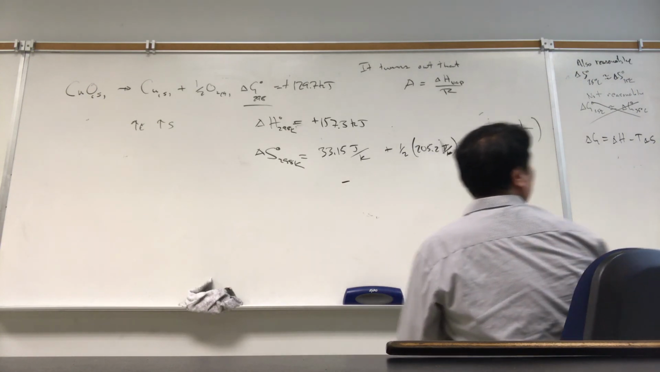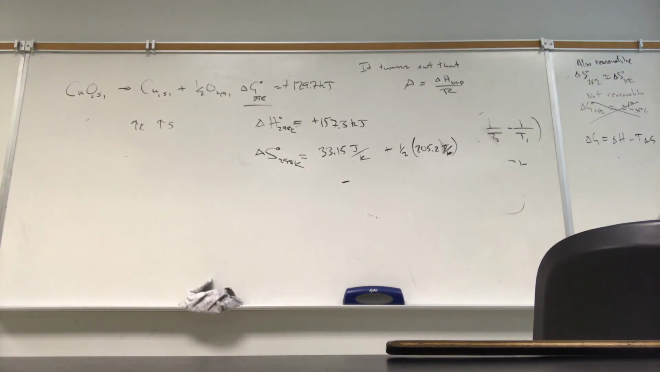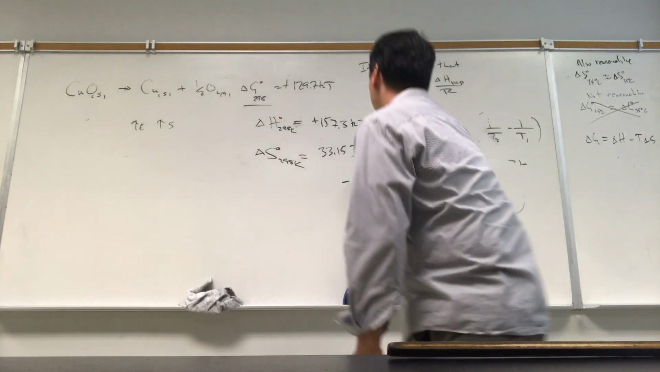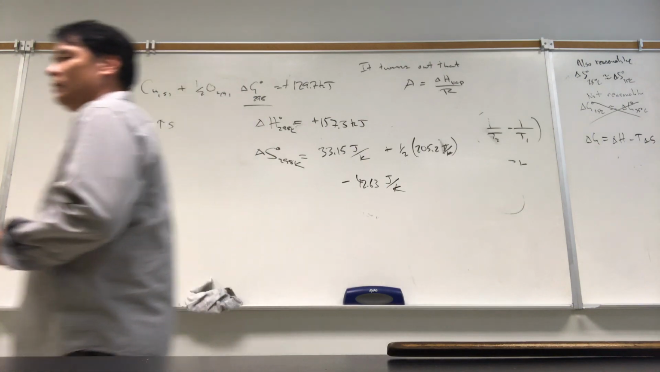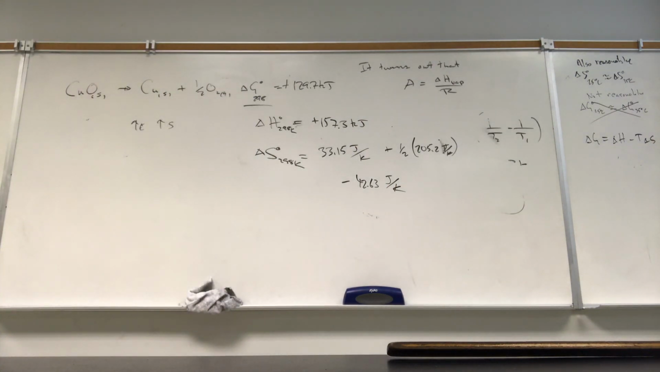Minus the entropy of the reactants. So let's go back 2 pages here. And the entropy for the reactants, 42.63. And so we'll continue this next time, joules per Kelvin. All right, let's stop here.